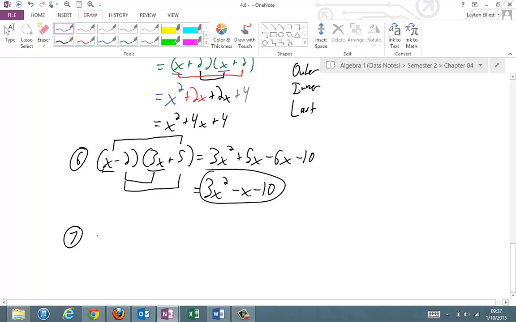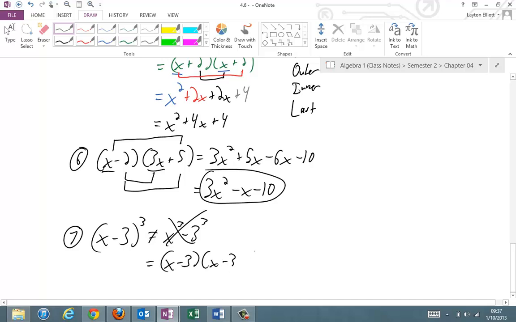Number 7, our last simplify. We're going to do x minus 3 cubed. X minus 3 cubed is another one that people are tempted to just say that that's x cubed minus 3 cubed, which is distributing in the wrong way, which is never, ever true. So don't do that. What we have to do is write x minus 3 times itself 3 times.